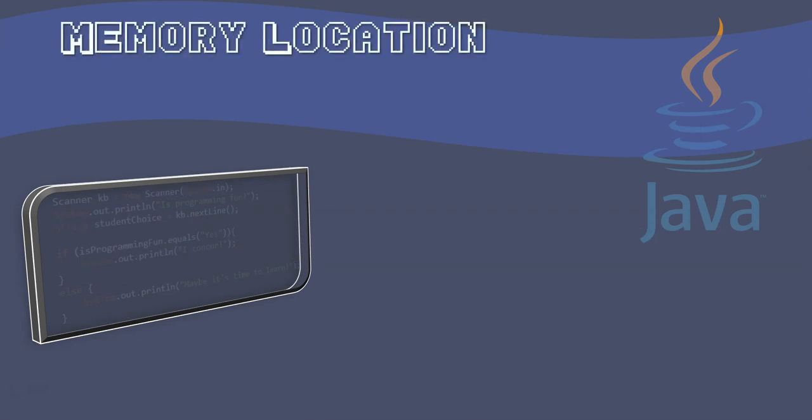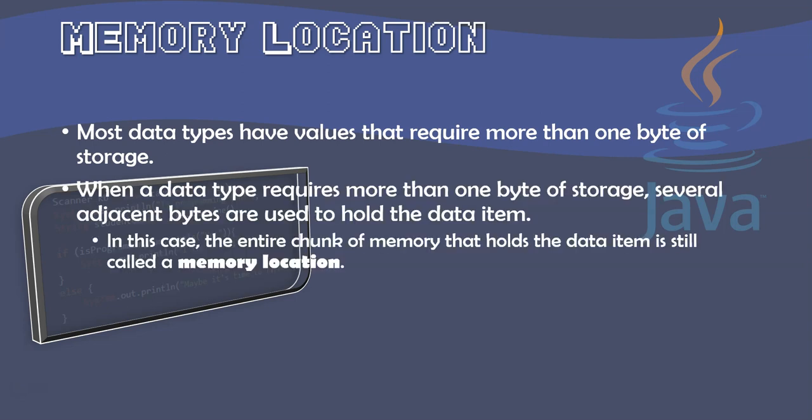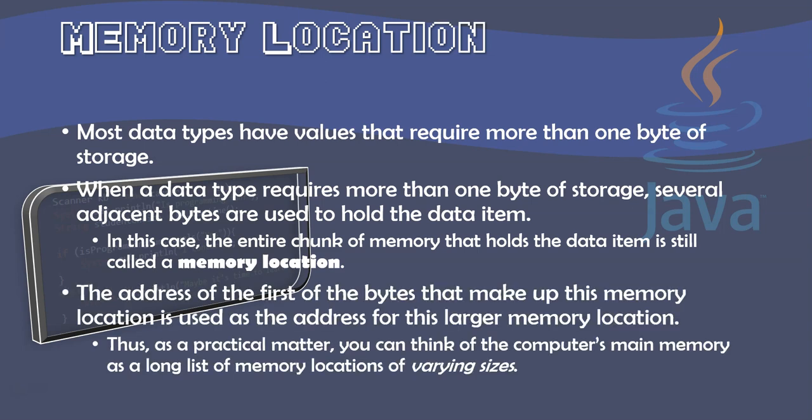This byte idea ties into what we commonly refer to as a memory location. Most data types have values that require more than 1 byte of storage. When a data type requires more than 1 byte, several adjacent bytes are often used to hold that data item. In this case, the entire chunk of memory that holds the data item is still referred to as a memory location. The address of the first of the bytes that make up this memory location is used as the address for the larger memory location. Thus, as a practical matter, you can think of the computer's main memory as a long list of memory locations of varying sizes.